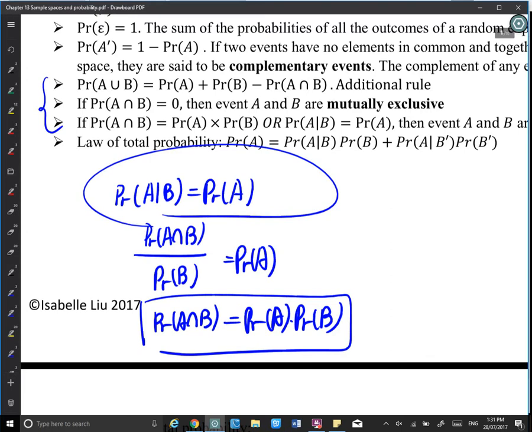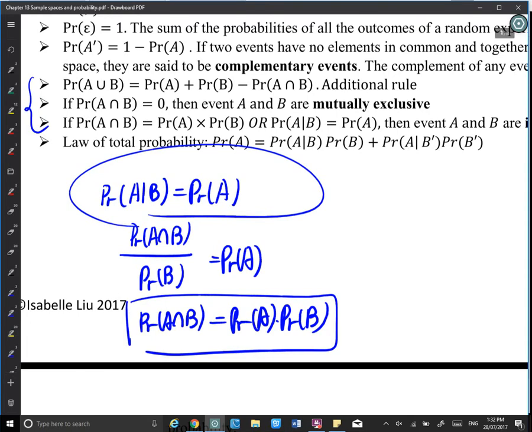Or in other words, 99.9% of the time they are not the same. They can't occur at the same time. If it's independent, it's not going to be mutually exclusive. If it's mutually exclusive, it's not going to be independent. It will be like that.